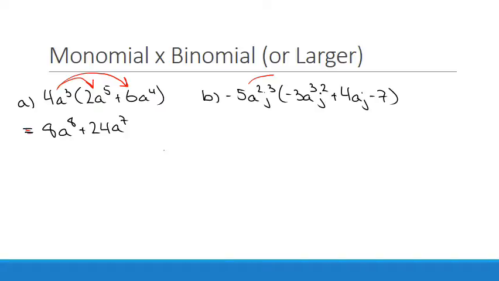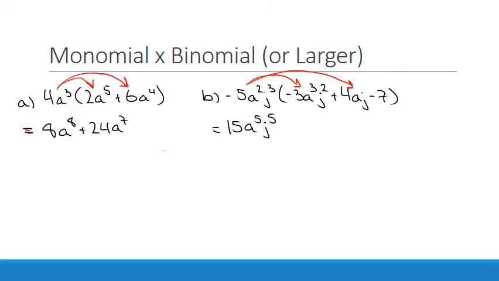So now I distribute this entire term to here. Take your time, just treat it as a monomial multiplication. Negative 5 times negative 3, that's 15. A squared times a to the 3rd power, I add my exponents. A to the 5th. And the j's, 3 plus 2, they'll be 5 as well. I'm done that.